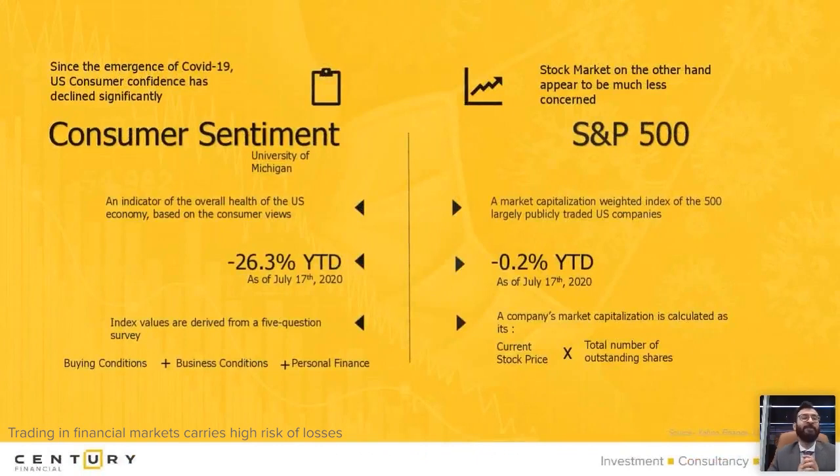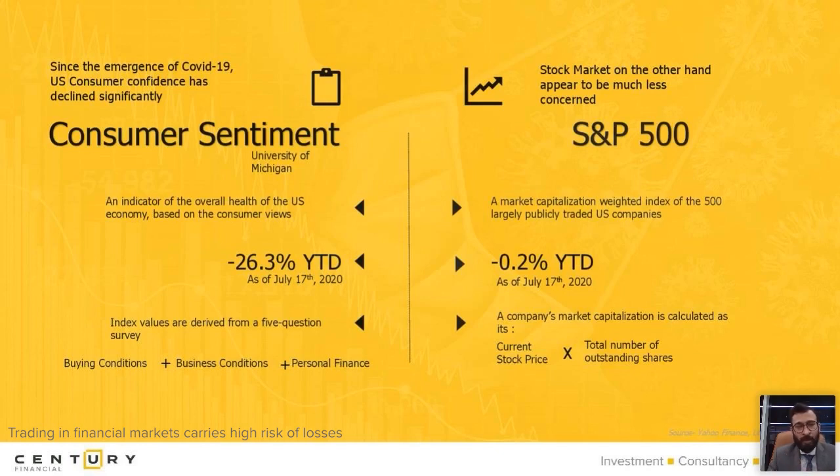Since the emergence of COVID-19, US consumer confidence has declined significantly. What is consumer confidence data? It's an indicator which shows the overall health of the US economy. They survey 5,000 consumers, and on the basis of that, they see how confident they are, how much confident they are in more consumption, right?